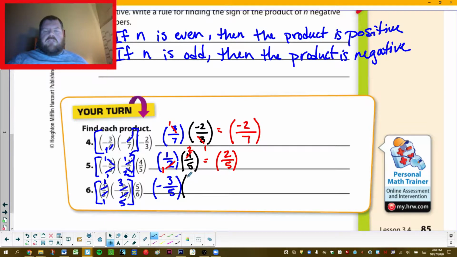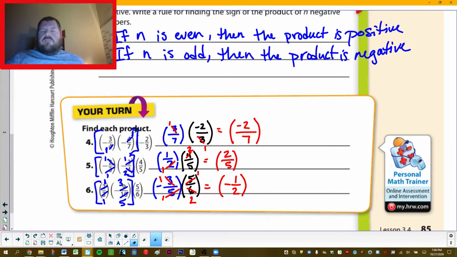And rewrite my 5/6. And it looks like more reducing is going to happen. The 5's cancel out and become 1's. 3 is 1 times 3, while 6 is 2 times 3. So 1 times 1, first, positive times a negative is a negative. 1 times 1 is 1. 1 times 2 is 2. So I get a negative 1/2. Okay.